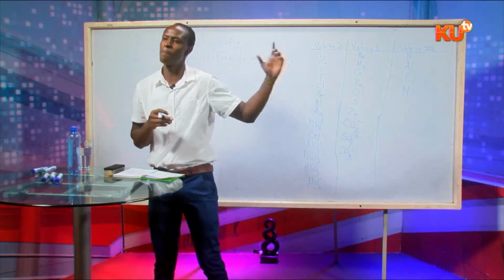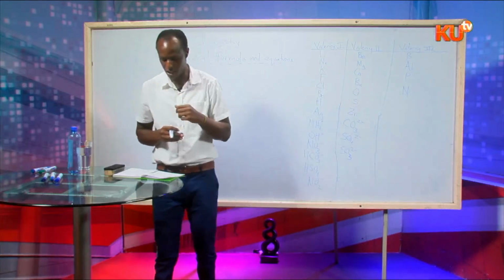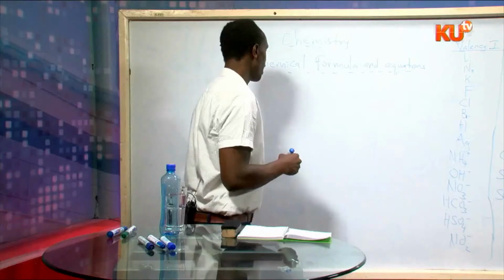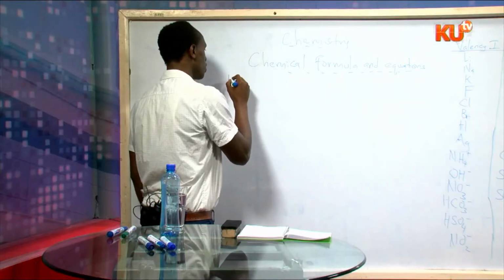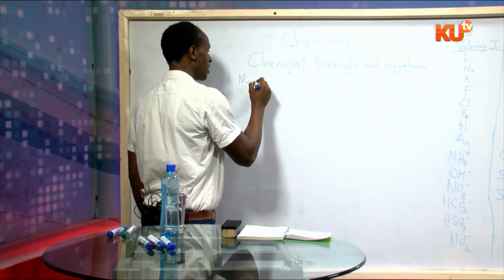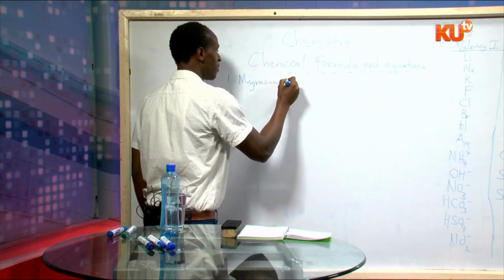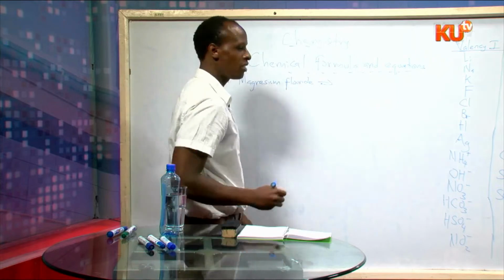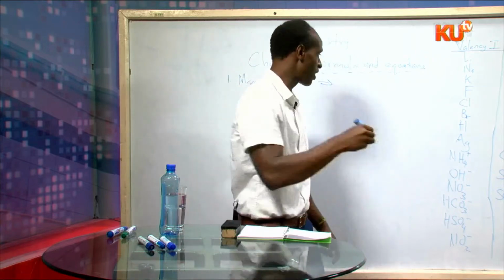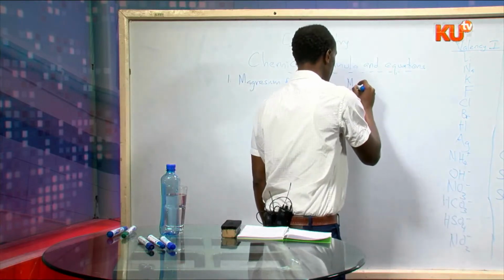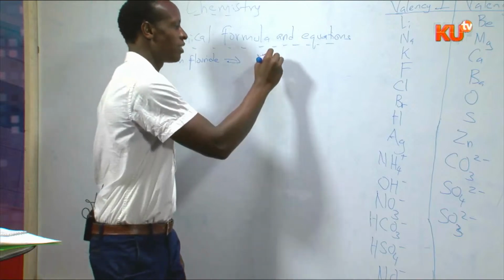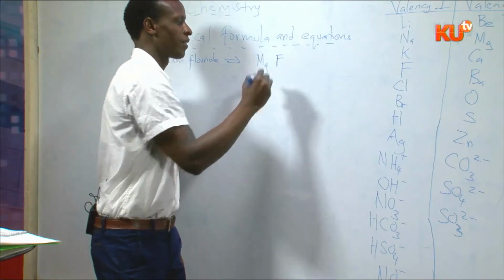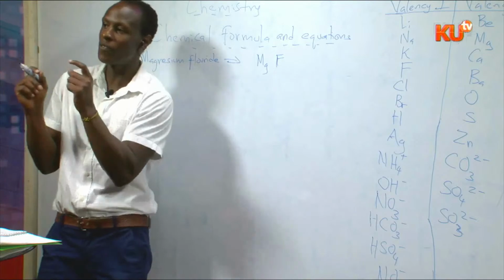Now let's see how we can apply the valencies to write the chemical formula. So we'll be writing out the chemical formula of each element. Let's start with magnesium fluoride. Magnesium fluoride. If you want magnesium fluoride, you have to know the symbol of magnesium is Mg. Then know the symbol of fluorine is F. Then now you need the valencies.